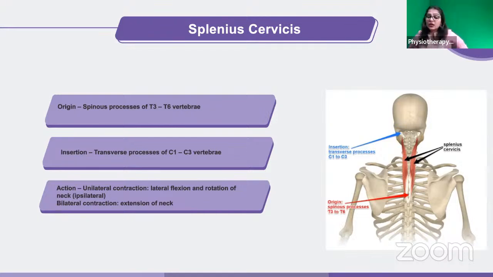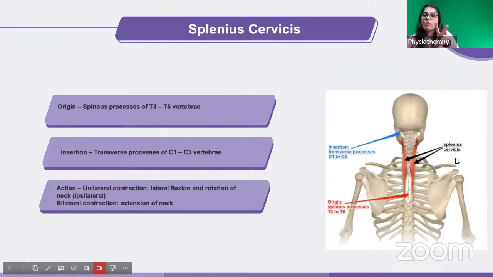See, if you can't remember the exact origin and insertion of these muscles, you need not worry. At least try to write 2 to 3 levels of thoracic or cervical region. Again, the same action: it will help in lateral flexion and rotation of the neck to the same side, and bilateral contraction will cause extension of the neck like this. Okay. So this is our splenius cervicis. So these two muscles are among the superficial group of the deep muscles. Now we will study the intermediate group of the deep muscles.